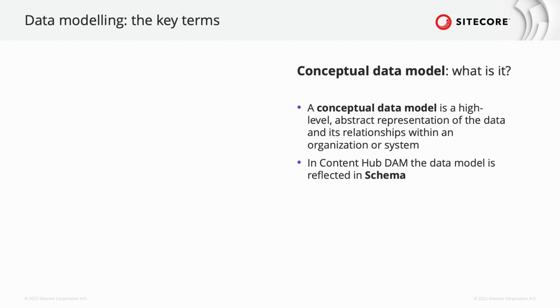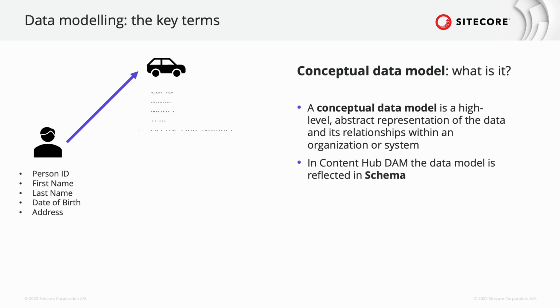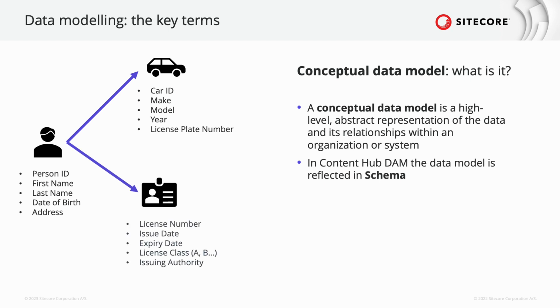So let's look at a practical example of what a data model is, what it represents. For example, we have a person. That person has certain attributes, such as the ID, first name, last name, date of birth, address. And that person owns a car. And that car also has some attributes, some properties: car ID, make, model, year, license plate number. In addition to that, of course, to drive this car, this person has a driving license. And that driving license also has a license number, issue date, expiry date, license class, issuing authority.